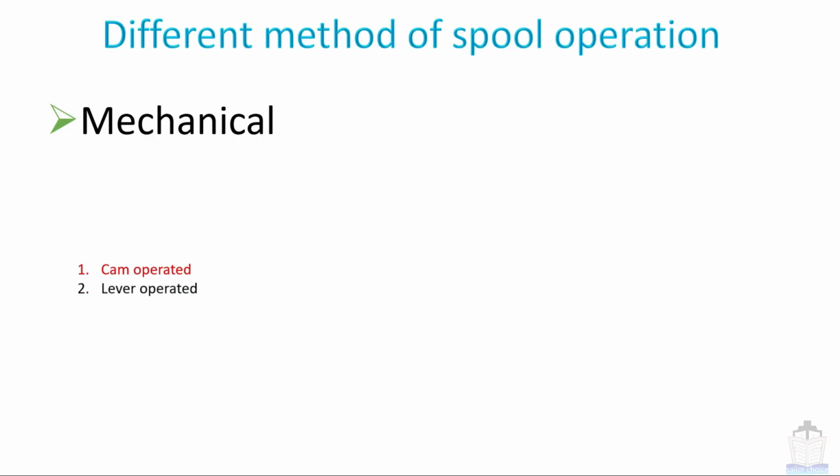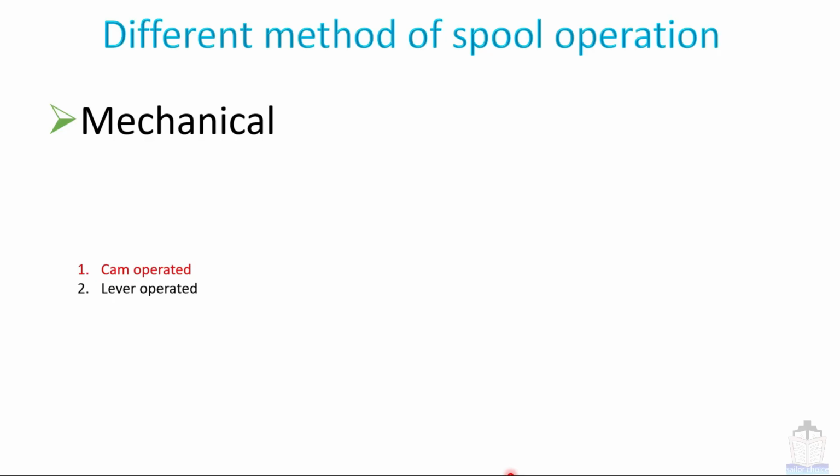Now our next method of spool operation is mechanical. In the mechanical type there are several methods by which we can operate the spool, but here I am going to explain only two methods: number one, cam operated, and second, lever operated, because only these two methods are used in any sort of main engine pneumatic diagrams.